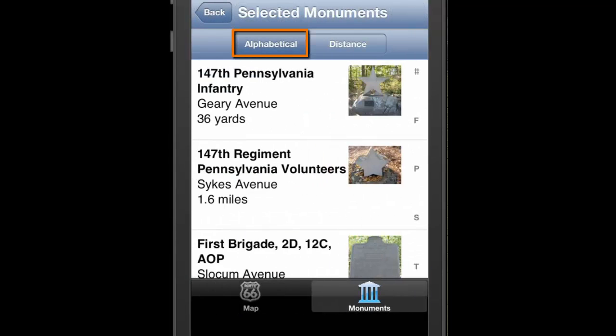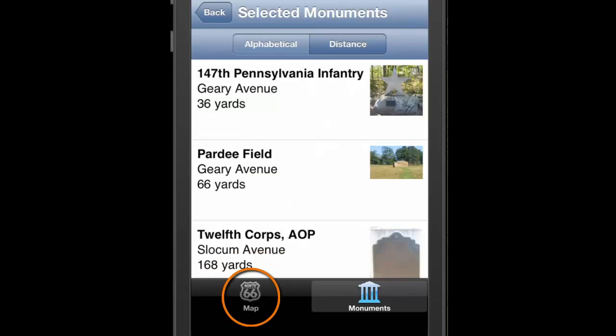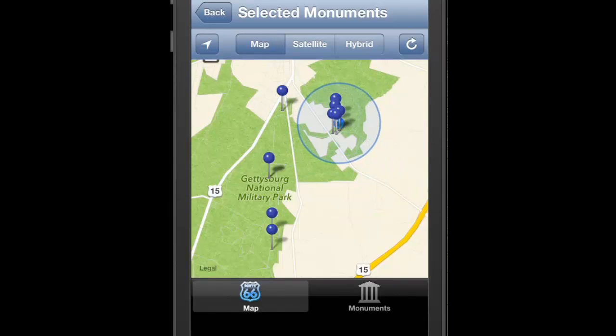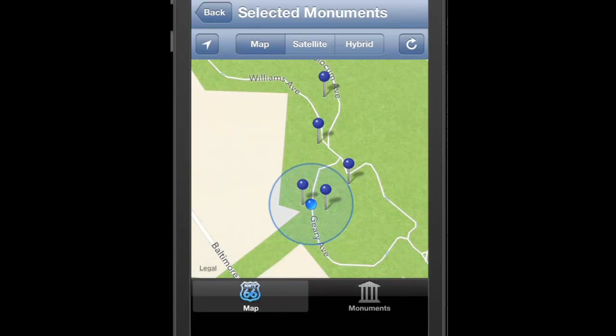The 10 monuments are now listed in alphabetical order, but we can also sort them by how far they are from where we're parked. Or we can look at a map of just those 10 monuments to the 147th Pennsylvania Infantry. And there they are. And if we zoom into our current position, we see where the closest ones are around us.